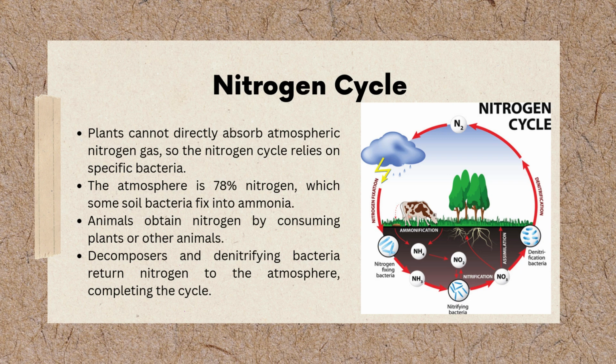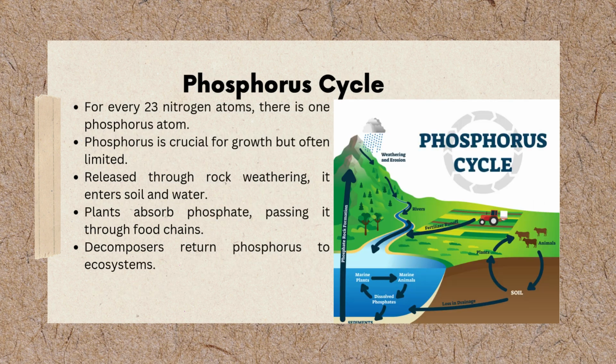Decomposers return nitrogen to the soil by breaking down organic matter, while denitrifying bacteria release nitrogen gas back into the atmosphere, completing the cycle. For every 23 nitrogen atoms on Earth, there is only one phosphorus atom. Despite this, phosphorus is needed in larger quantities by organisms and is often a limiting factor for plant and animal growth. The phosphorus cycle operates quietly, slowly being released into soil and water through rock weathering.